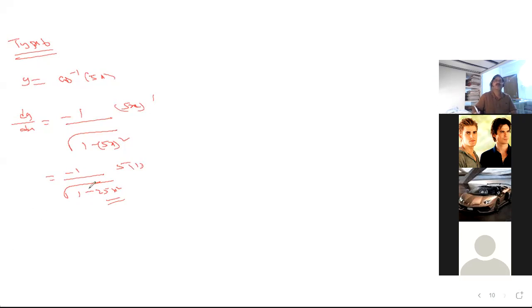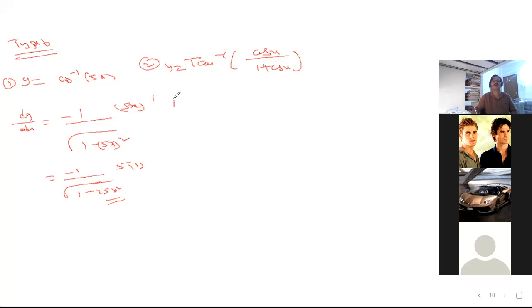Suppose this is the first question. Second question, if I gave you in this way, see this now: tan inverse of cos x divided by 1 plus cos x. How are you going to do it? Do you want to simplify, or do you want to differentiate like this?